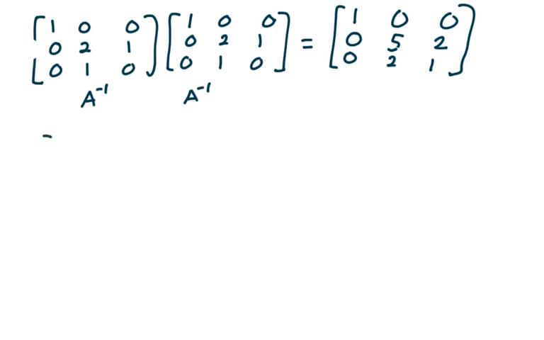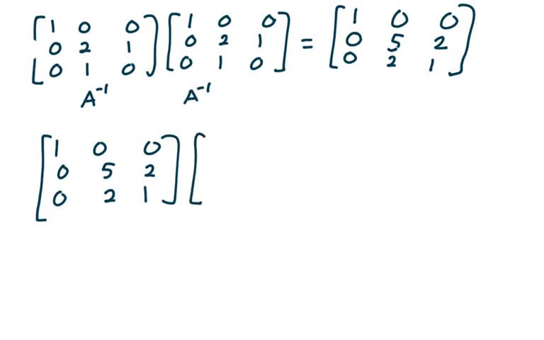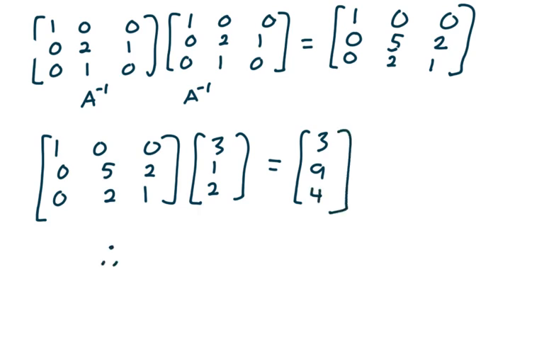And so then what I'm going to do is I'm going to take 1, 0, 0, 0, 5, 2, 0, 2, 1, and I'm going to multiply by 3, 1, 2. When I do that, I get the following. I get 3, 0, 5 plus 4 is 9, and then 0, 2 plus 2 is 4. And so, therefore, I see that my X bar is the column vector 3, 9, 4.